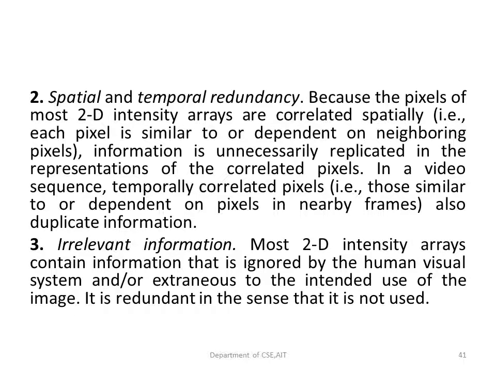Next, the spatial and the temporal redundancy. Because the pixels of two-dimensional intensity arrays will be correlated spatially. That means in an array it will have neighbors, arranged in rows and columns. The information is unnecessarily replicated in the representation of the correlated pixels. So whatever is there in one pixel can be repeated even in the neighbors. If I have a video sequence, the temporally correlated pixels are also called duplicate information. So this is another type of redundancy.